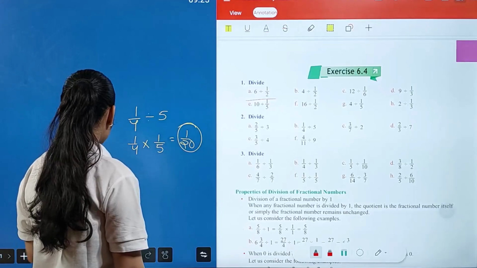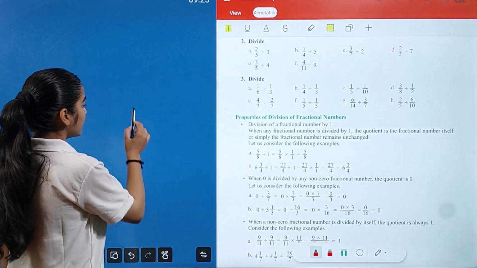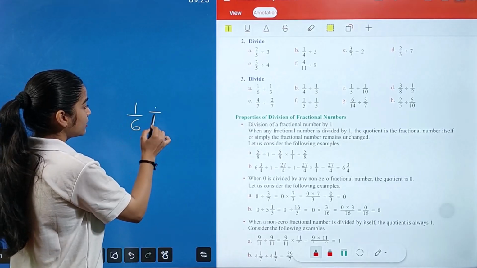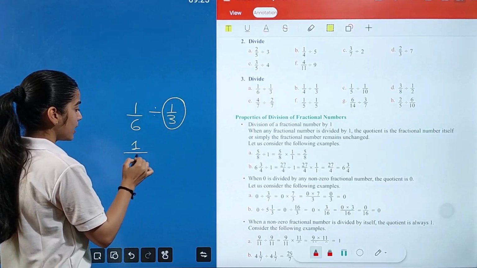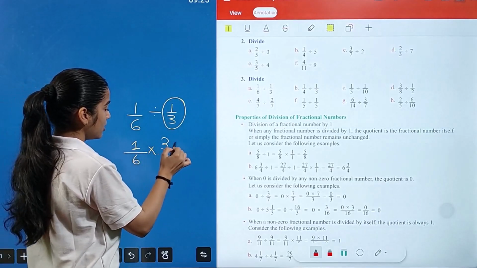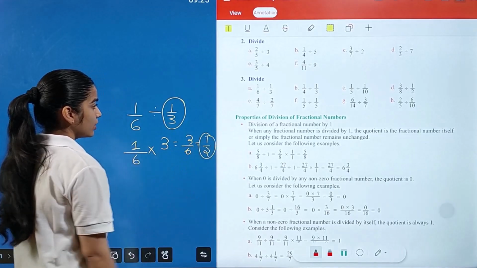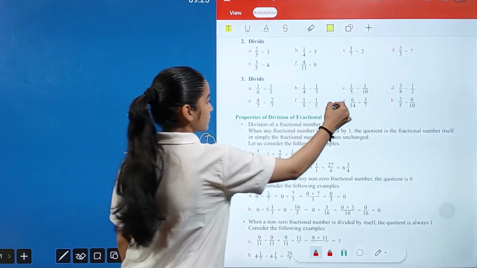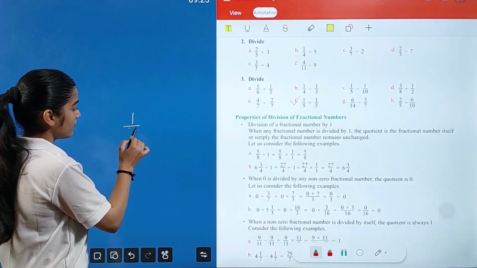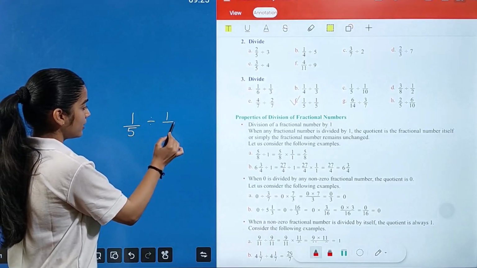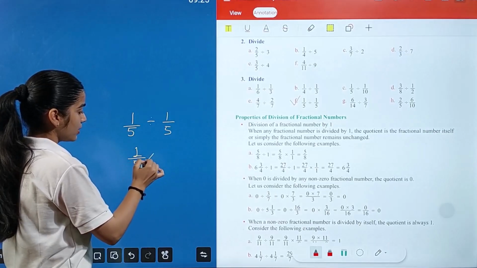Okay. Now we move forward to our question number 3. 1 by 6 divided by 1 by 3. So you have to take the reciprocal of 1 by 3. 1 by 6 multiplied by 3. So you will get 3 by 6, which is further reduced to 1 by 2. Next we have, let's take this, 1 by 5 divided by 1 by 5. So you have to take the reciprocal of it. So 1 by 5 multiplied by 5.